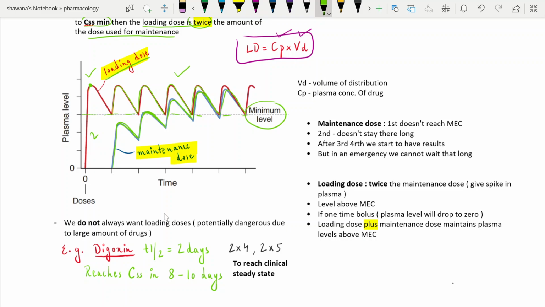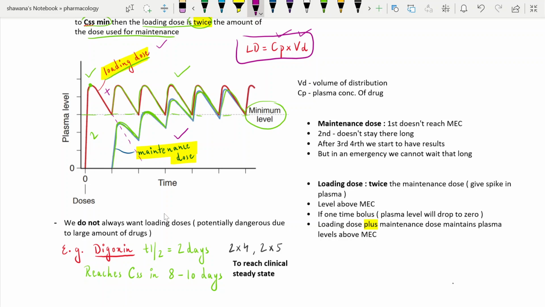But if we give the loading dose only one time, it will reduce, right? After passing one half-life, it will reduce back to zero, followed by the maintenance dose. So loading dose plus maintenance dose will have the desired effect that we need, right? So it maintains the plasma levels above MEC.